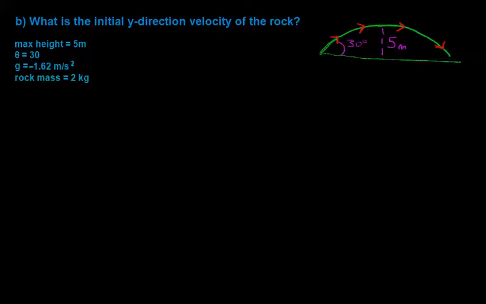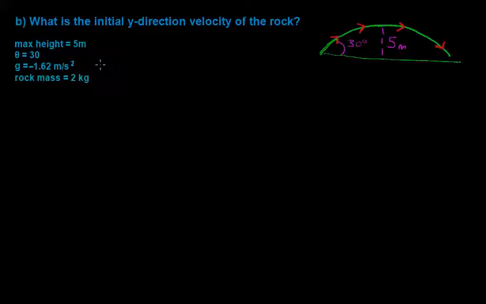So we've moved on to part B of our rock launched from the surface of the moon problem. And part B asks, what is the initial y direction velocity of the rock? And with this, we are given the diagram of the rock's trajectory that we had before, as well as some initial values, including the maximum height, the initial angle of launch, the acceleration due to gravity on the moon, which we calculated in part A, and the rock's mass.